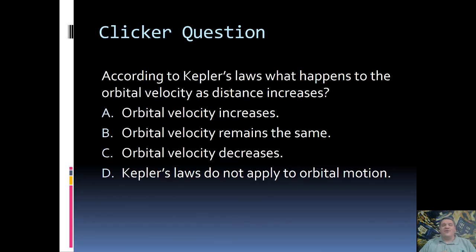Here is our third lecture quiz question. According to Kepler's laws, what happens to orbital velocity as distance increases? A. Orbital velocity increases. B. Orbital velocity remains the same. C. Orbital velocity decreases. Or D. Kepler's laws do not apply to orbital motion. Go ahead and think about it, and we'll discuss in just a bit.